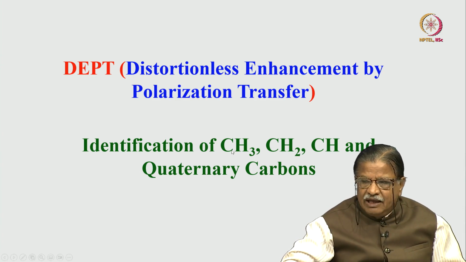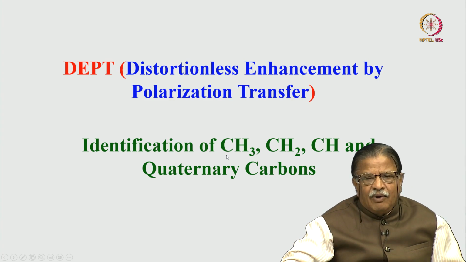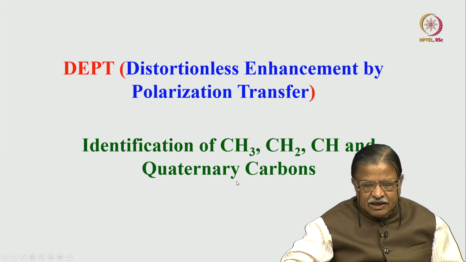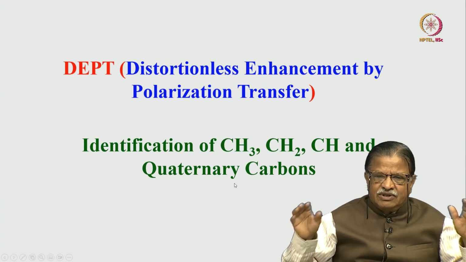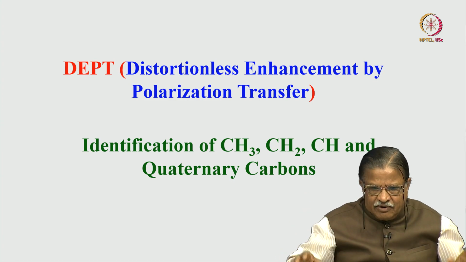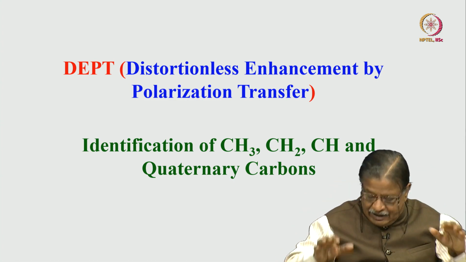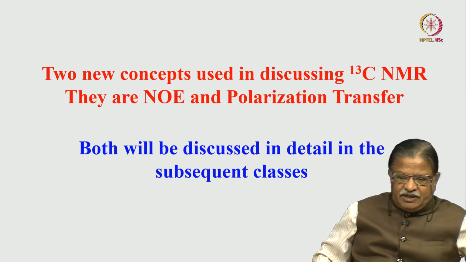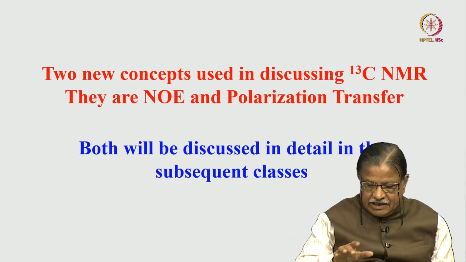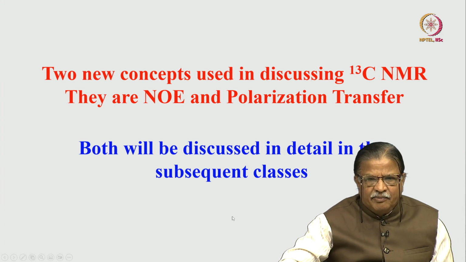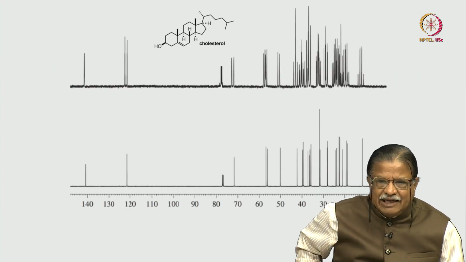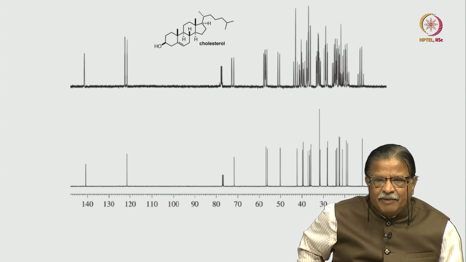For example, I can point out which carbons have CH3 protons attached, 2 attached, 1 attached, and quaternary carbons. So all CH3, CH2, CH and quaternary carbons, only 4 types of carbons are possible. They can be identified by using DEPT, distortionless enhancement by polarization transfer. The two new concepts I mentioned, NOE and polarization, we will discuss in the subsequent classes. Why do we require DEPT? What is the need of DEPT?